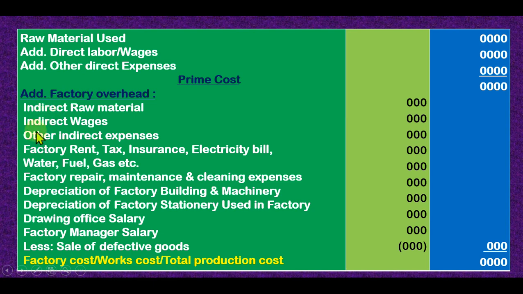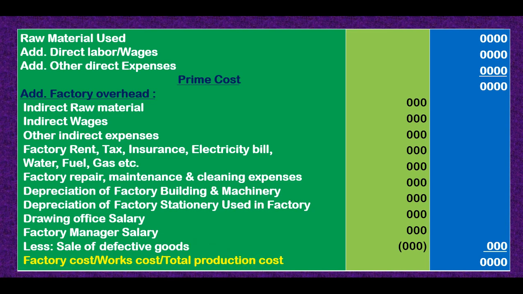That means we have to add all these elements, then you will get the factory overhead. And if we add factory overhead with the prime cost, then that is factory cost or works cost or total production cost. Three different names. Mainly it is factory cost. Then it may be works cost, in some organizations it is said works cost, it may be production cost also, dear student.